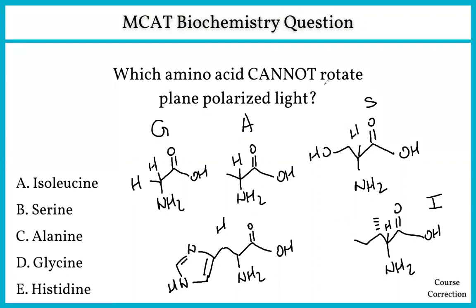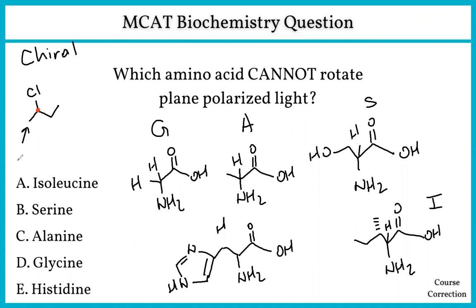Well, let's discuss what does it mean if a molecule can rotate plane polarized light? Well, molecules that can rotate plane polarized light are what we call chiral. Okay, and for the purpose of this lesson, we're going to do a pretty simple explanation of what a chiral molecule is. A chiral molecule is one that contains a chiral carbon. In this molecule, that's this carbon right here. A chiral carbon has four groups, which are all different or unique.